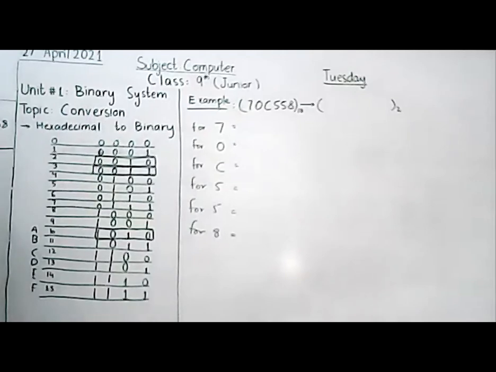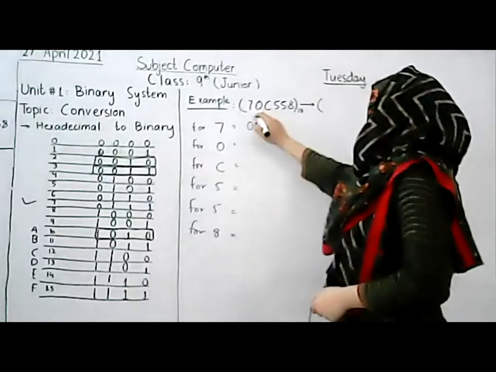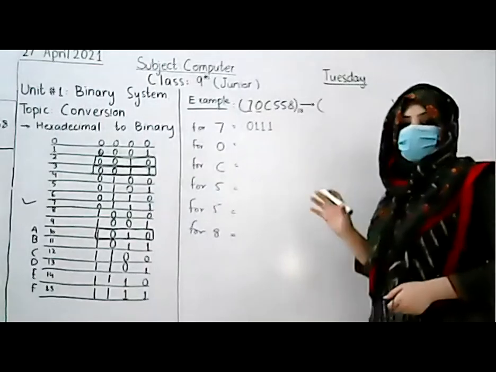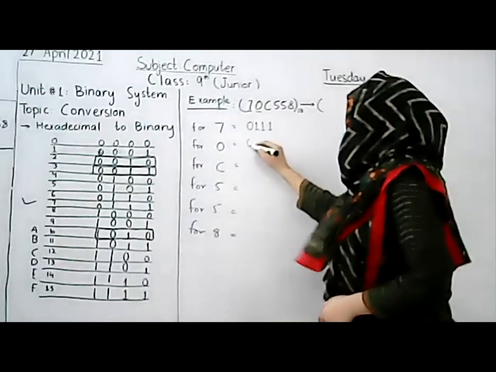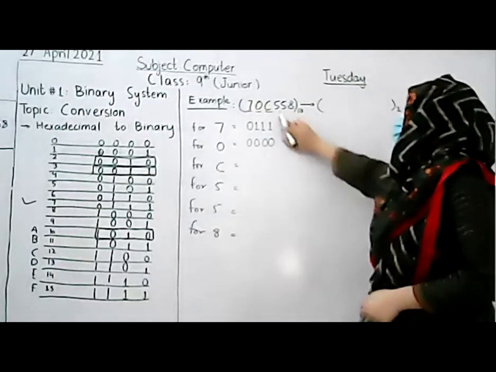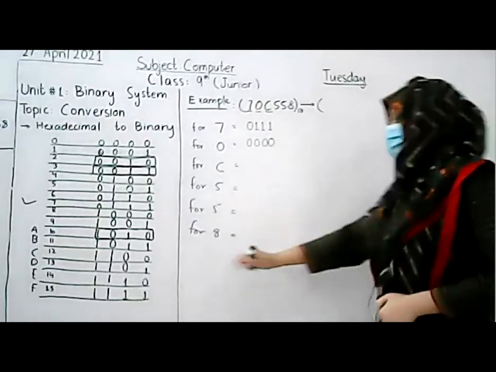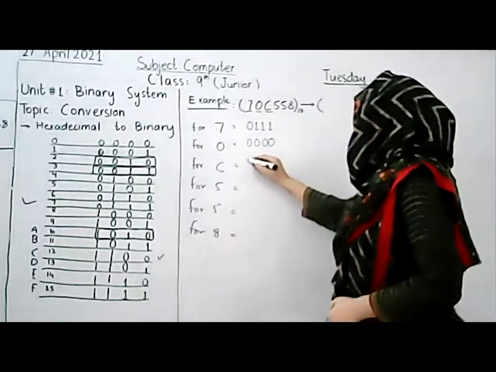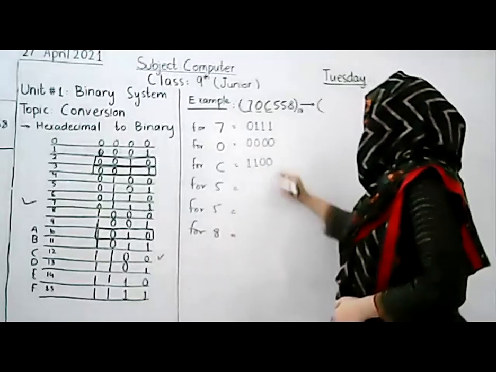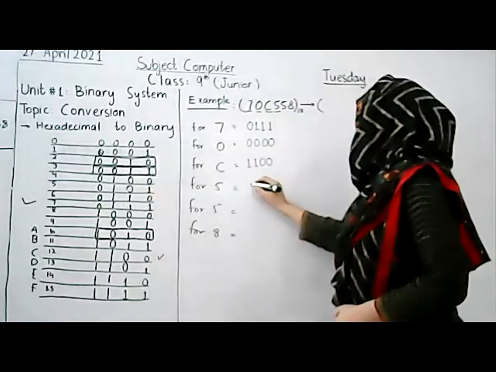So what will be the value of 7? Here is the 7. So the value will be 0111. And I am just writing it down here, 0111. Then we have to move to 0. What will be the value of 0? 0's value will be 0, 0, 0 and 0. All are off bits. C. In the decimal system, C is 12. So we will go for 1100. Then we will go for 5. Here is the 5. And we have 0101.